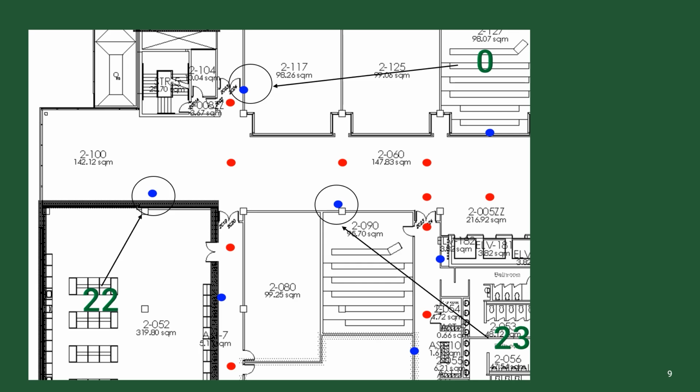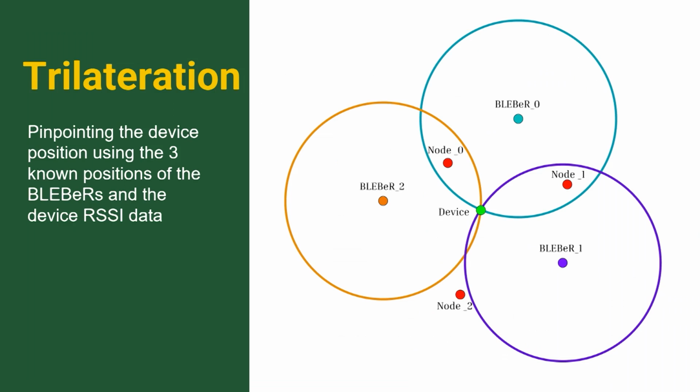Each group has node candidates to which a device detected by all three blabbers in the same time frame can be associated. These are the node candidates for this group, and this node is for another group, while these ones are for another group. But why are they grouped in threes, you might ask? Because we are using the trilateration technique to pinpoint the approximate device position using the three known positions of the three blabbers in the same group and the RSSI data sent by each blabber.